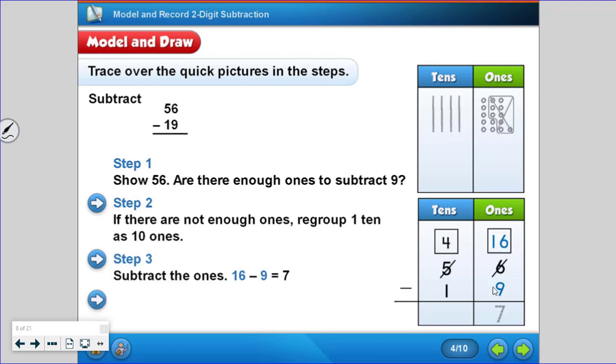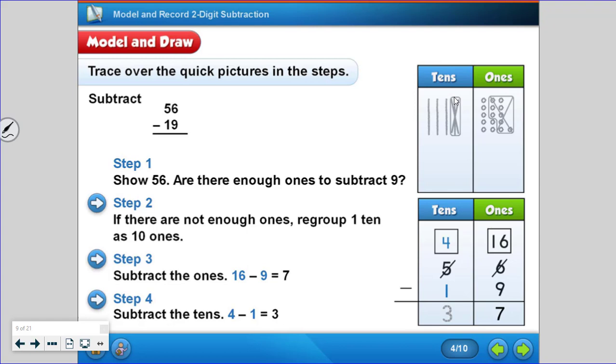And so now we can take away those 9 ones. And so when we take away the 9 ones, like they do in the drawing up here, right, and then cross it out, now there's only 7 ones left. So that's where the 7 comes from. Okay, and then the last step is subtracting the tens. So you have 4 tens, and you're going to take away 1. Okay, you have 4 tens, you're going to take away 1. So now you're left with 3 tens.